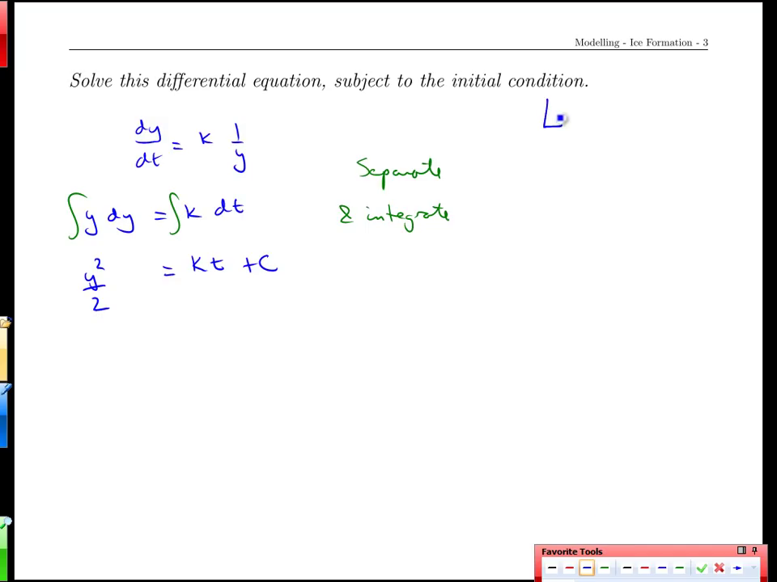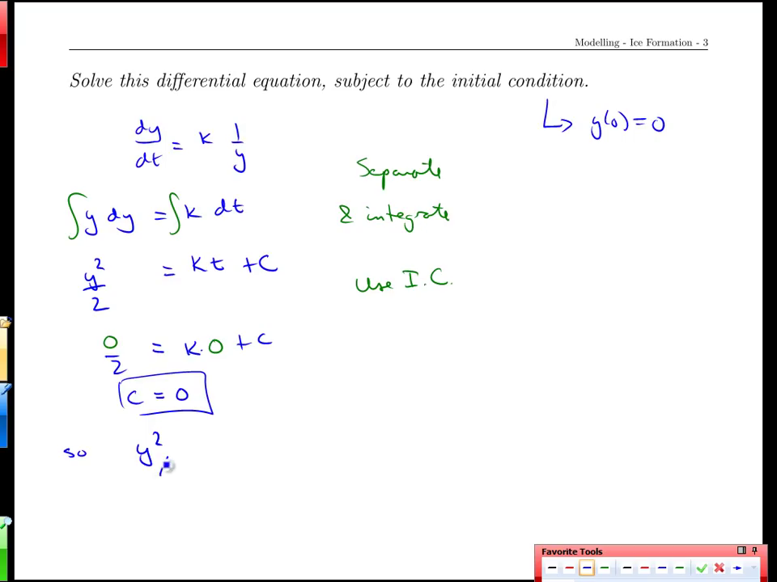Our initial condition was y of 0 equals 0. So let's use our initial condition, IC here, and everything's 0 at the initial condition, so we'd have 0 squared over 2 equals k times 0 plus a constant. Now, I think that pretty clearly gives us c equals 0.